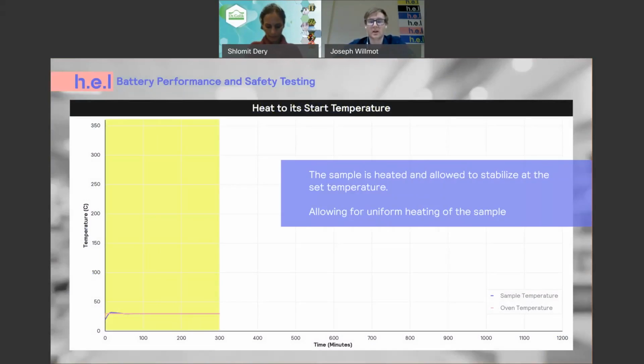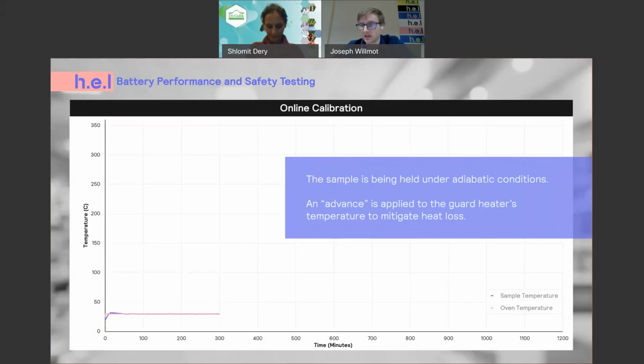You want it all in the same state, and at the same temperature. We then adjust to allow for any slight variance between samples. Some cells are going to be slightly more energy dense than others. That will affect their thermal properties. And we have an adjust step to ensure that the guard heaters, the oven temperature, increase to mitigate the sample's heat losses so that any energy that the sample generates is retained within the sample.